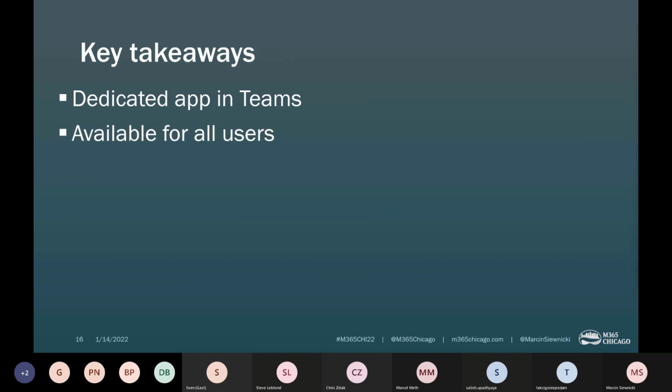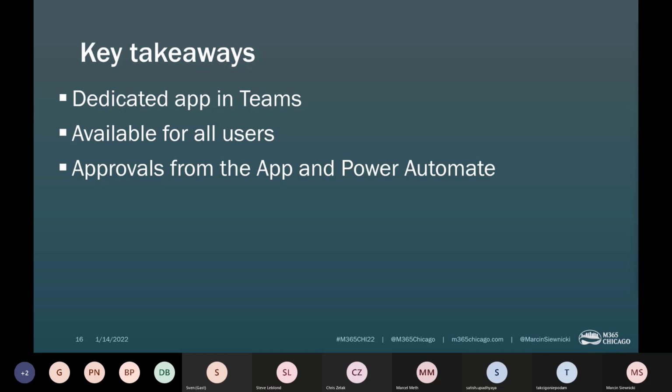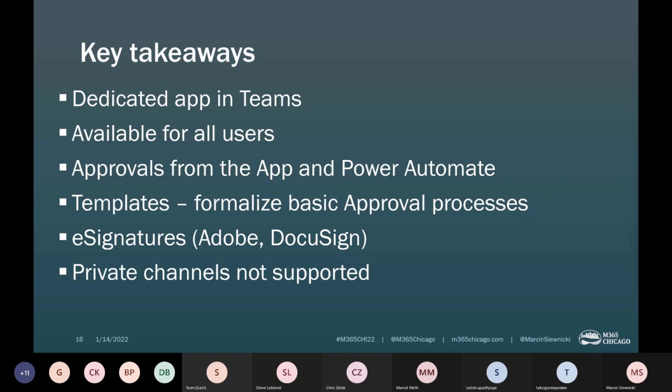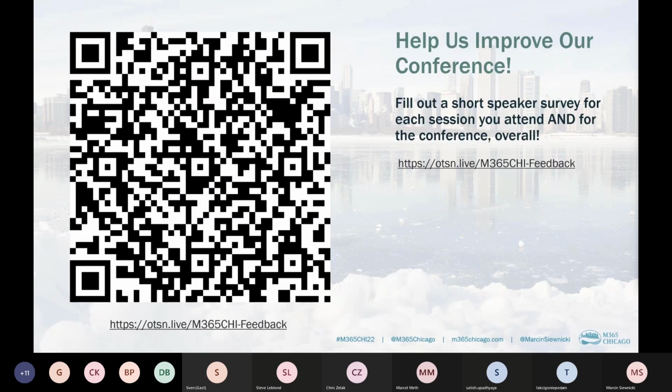Again, it is a dedicated app in Teams, and it should be available for all users in Teams if admins enable it. It works with approvals from the app and Power Automate, and templates. It's a great feature. It was introduced half a year ago, and you can use this feature to formalize basic approval processes or build even more advanced processes for your team or even the entire organization. And right now, Adobe and Docusign are the third-party providers. And again, private channels are not supported.